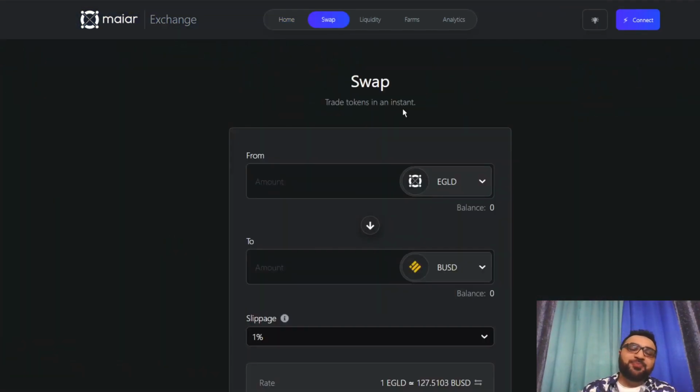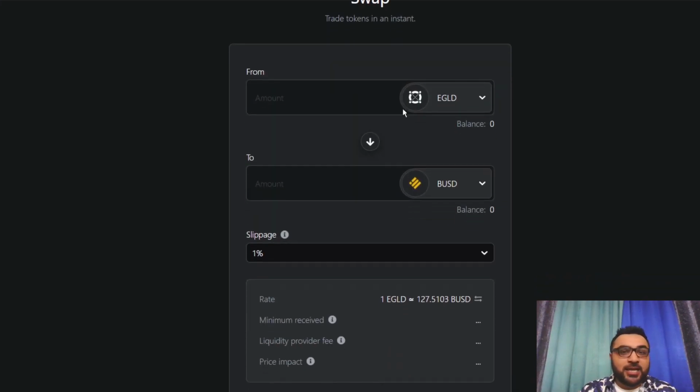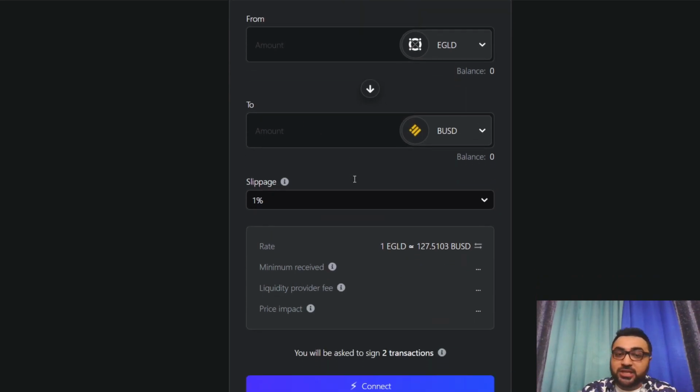Let's move over to swap, and here are the exact Maiar Exchange swaps that you will be able to do, like provide some crypto and exchange it for something else. And this is the interface. From this, you want to go to this, for example, EGLD to Binance USD. There's going to be slippage and all the details provided here, like the minimum you can receive, liquidity provider fee, price impact. All will be shown up here once you're actually doing it. And you can also test this. You can come over here, connect your wallet, and test this entire functionality. And you can also report bugs to the team. So this is pretty awesome.